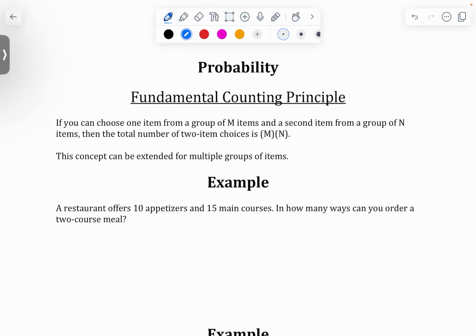For example, a restaurant offers 10 appetizers and 15 main courses. In how many ways can you order a two-course meal? That is literally 10 times 15, 150 options.